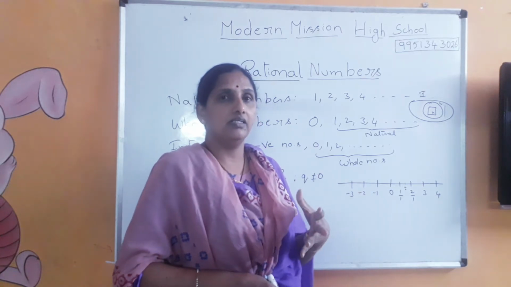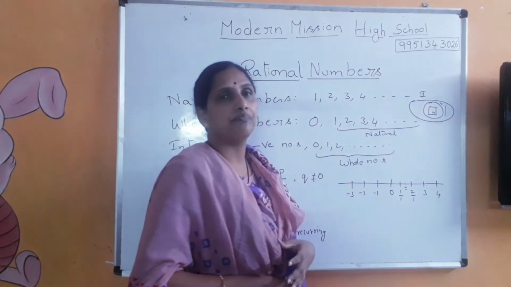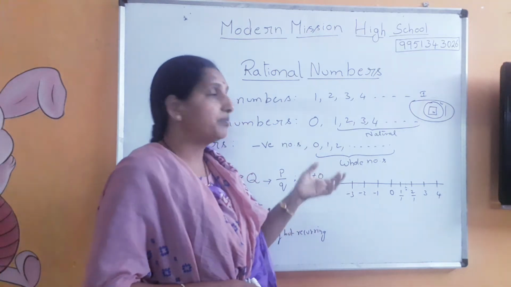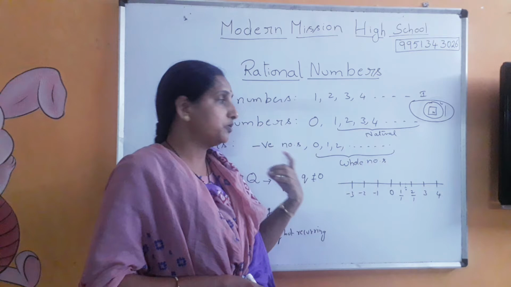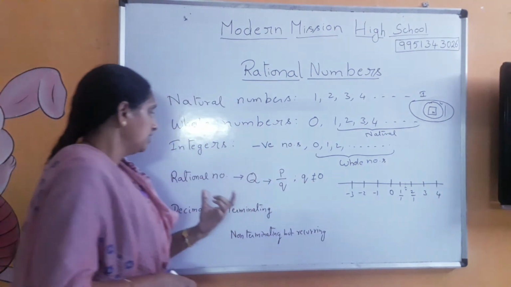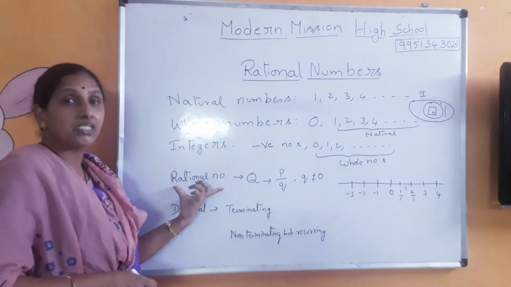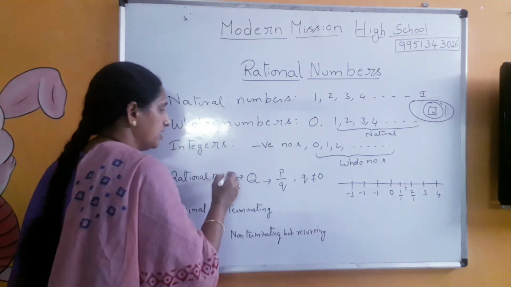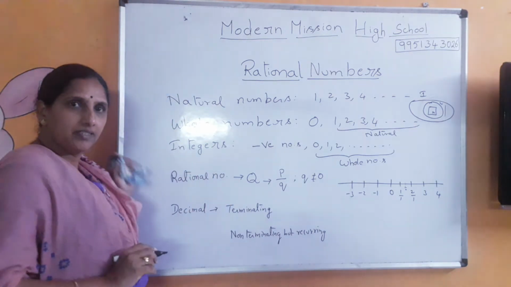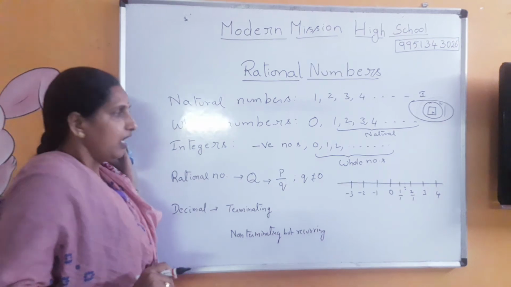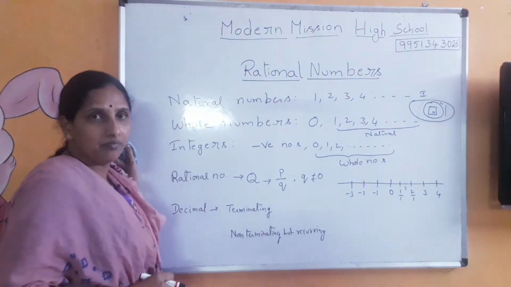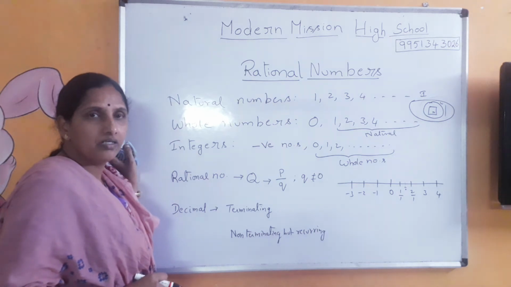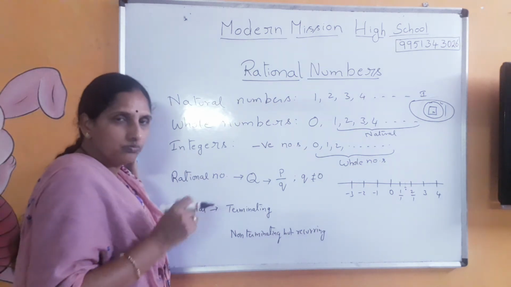Then people started discussing this problem, and they came to a conclusion of another kind of numbers. Those are rational numbers. Rational numbers. And almost all these come under rational numbers. Like how?